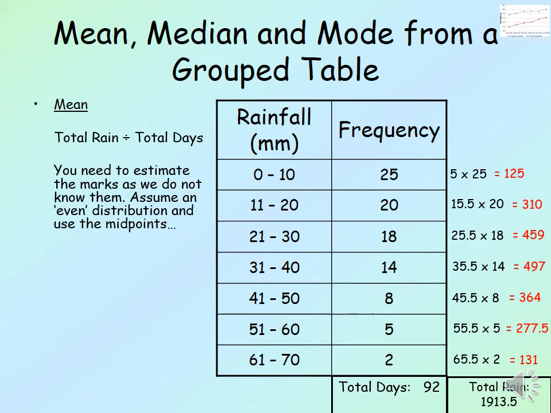1913.5, and our frequency is 92, so we need to divide 1913.5 by 92. And we get the answer 20.8. Okay, so here I've given it to 1 decimal place.